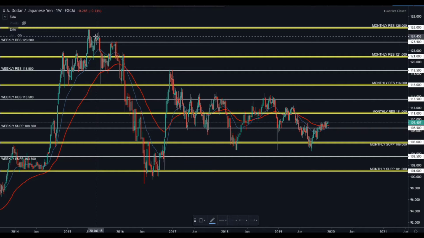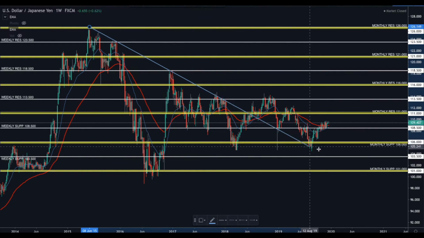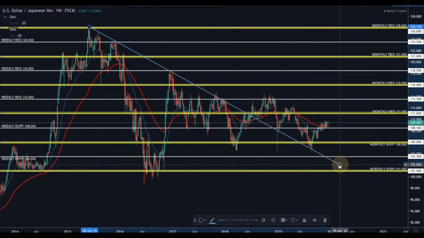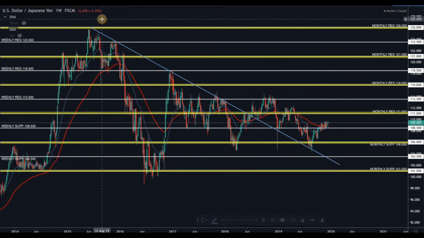So here we have dollar yen on the weekly, and there's a couple of trend lines in here. So if we draw them out, and then we'll explain how to draw them. The first one we can see here, we've got touch, touch, touch, touch, touch, touch, touch. This is obviously the breakout, which was again the retest, retest, and retest.